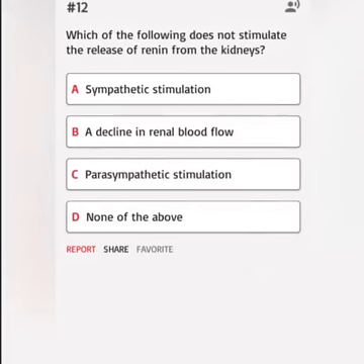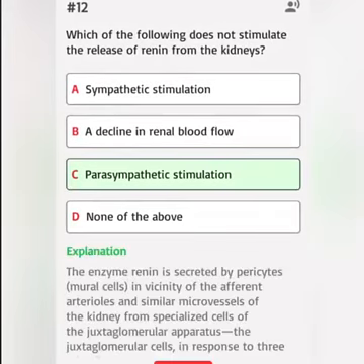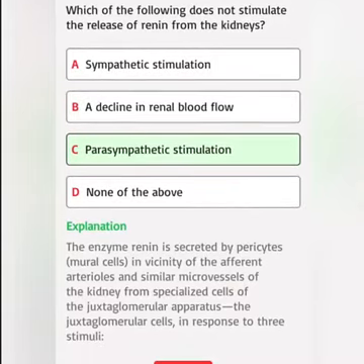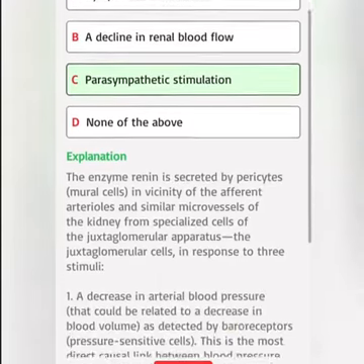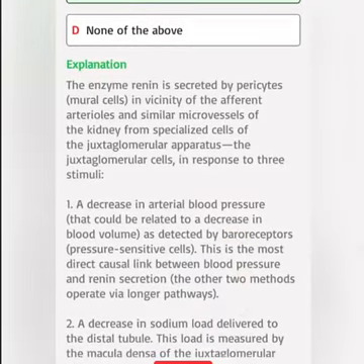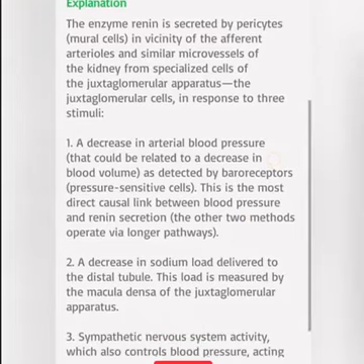Which of the following does not stimulate the release of renin from the kidneys? A. Correct answer. The enzyme renin is secreted by parietal mural cells in the vicinity of the afferent arterioles and similar microvessels of the kidney from specialized cells of the juxtaglomerular apparatus, the juxtaglomerular cells, in response to three stimuli. 1. A decrease in arterial blood pressure that could be related to a decrease in blood volume, as detected by baroreceptors, pressure-sensitive cells. This is the most direct causal link between blood pressure and renin secretion.